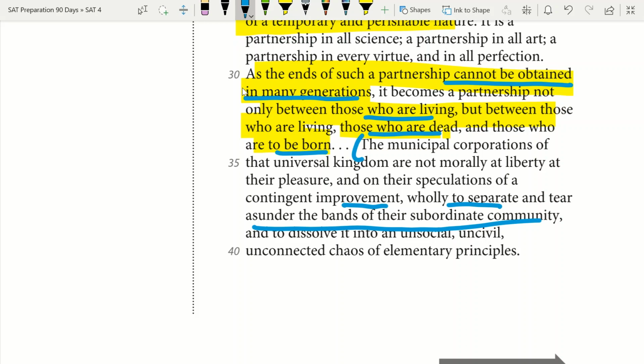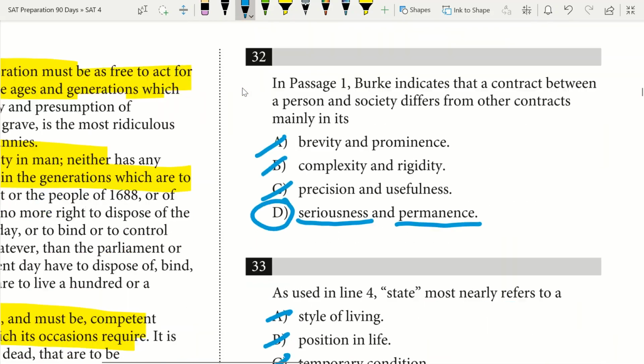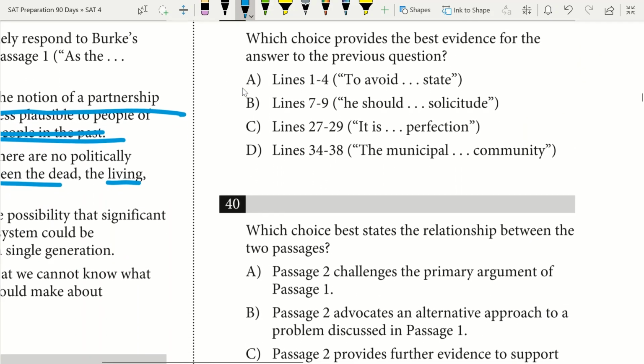Okay, the key part here in 34 to 38 that's going to make it correct is because we talk about how people in the present can't speculate on contingent improvement, right? Because they can't separate and tear asunder the bands of the subordinate community or the previous community. So what it's saying is that those who are living now can't speculate on something improving and use that as justification to end what occurred in the past. So our correct answer there would be those lines 34 to 38.